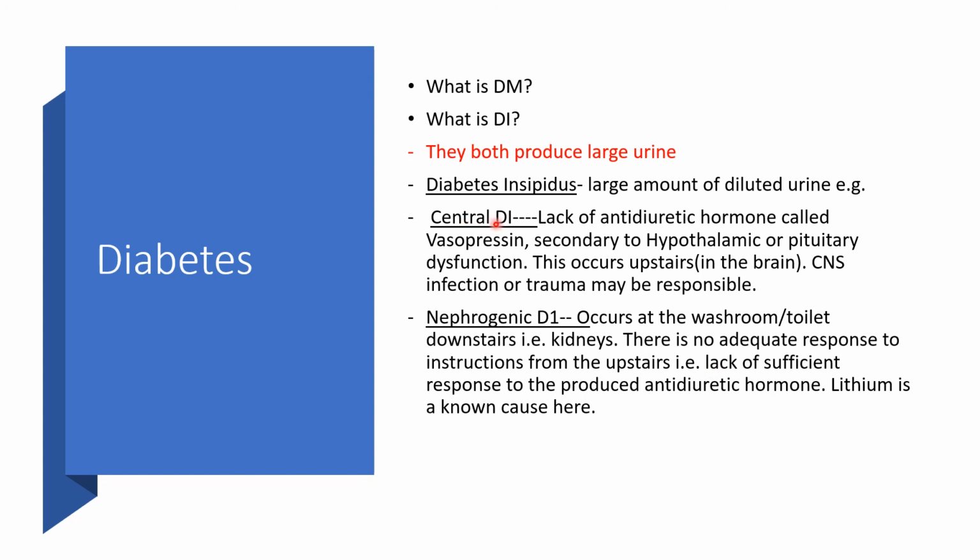Unlike the central, where there's inadequate production of antidiuretic hormone, in nephrogenic, there is enough antidiuretic hormone, but there's lack of sufficient response. We can find that in lithium trouble. When lithium causes diabetes insipidus, it will be nephrogenic diabetes insipidus.